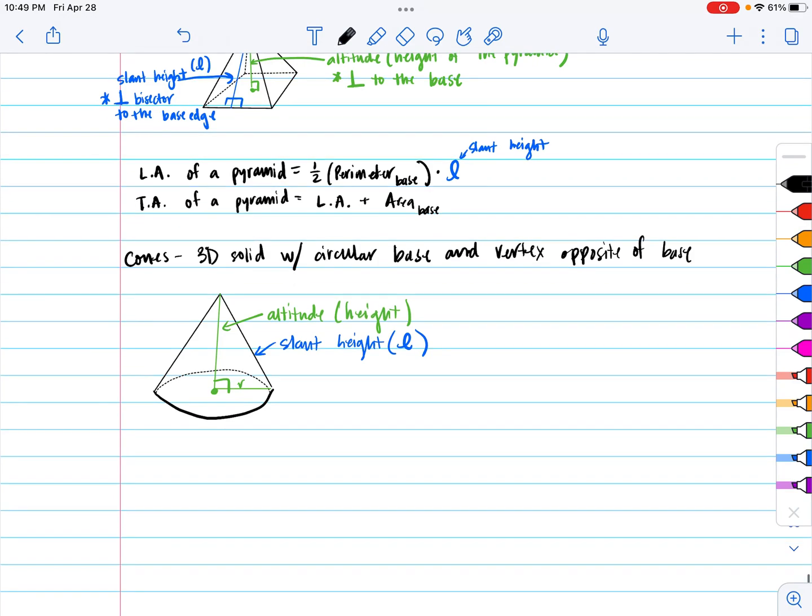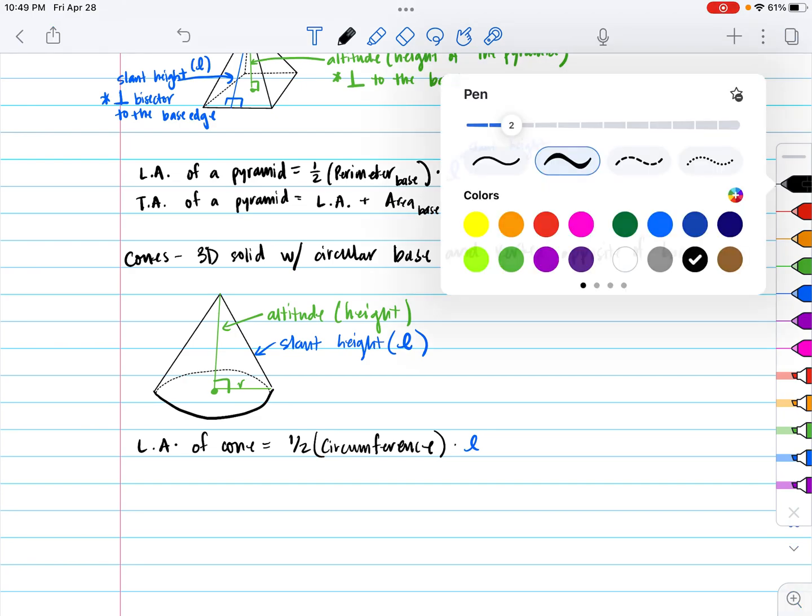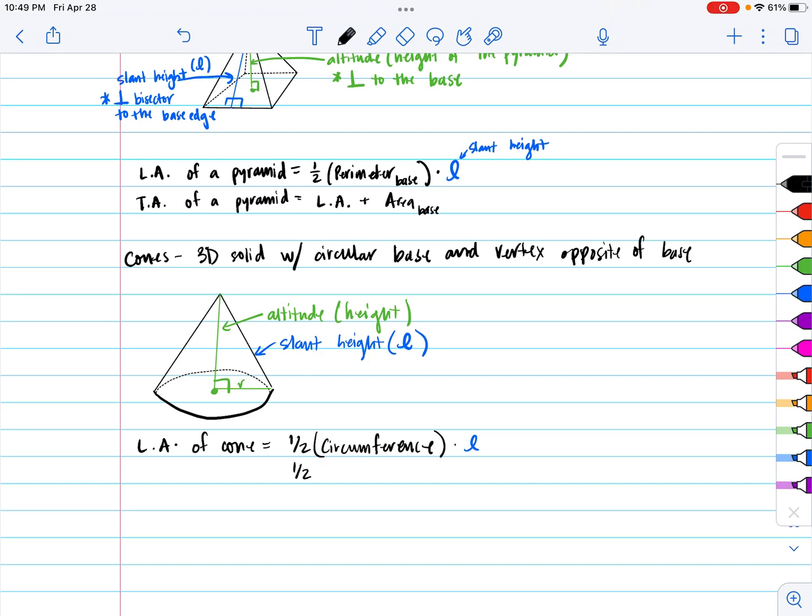Okay. Now the equations. Lateral area of a cone is equal to 1/2 the circumference multiplied with the slant height, L. In other words, we know what a circumference is. If we break this down, it's 1/2. If we want to use 2 pi r, that'd be great, because it's going to be easier: 2 pi r times L.